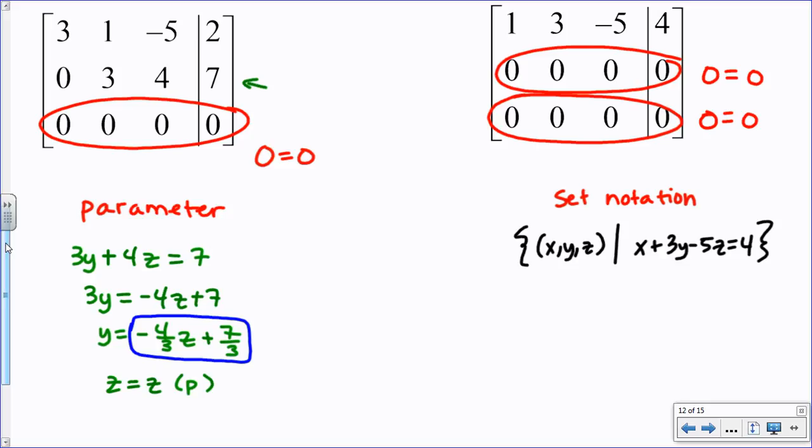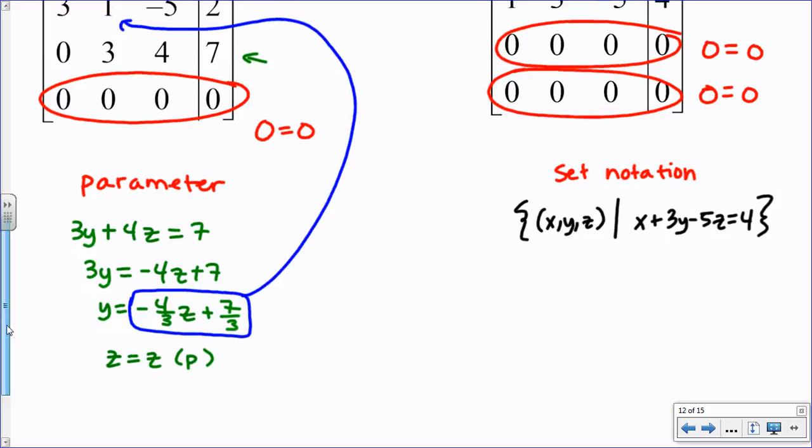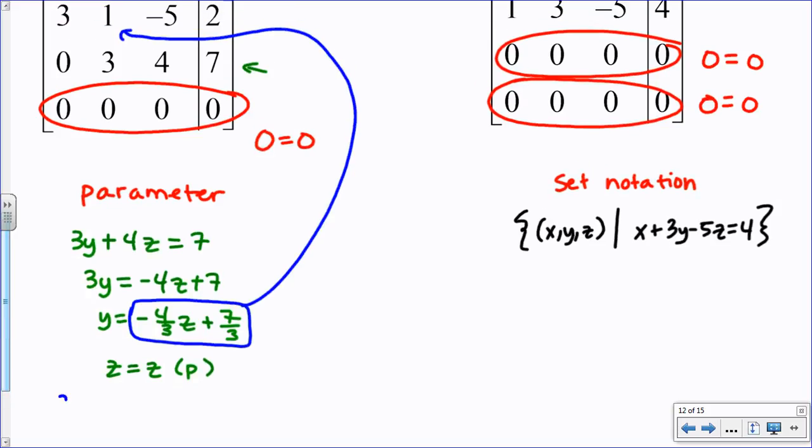So I have a y equals and a z equals. I need an x equals. So I have to plug this in to y. So that's 3x, and then it's plus 1y, so just exactly what you have for y. So minus 4/3 z plus 7/3 minus 5z equals 2.